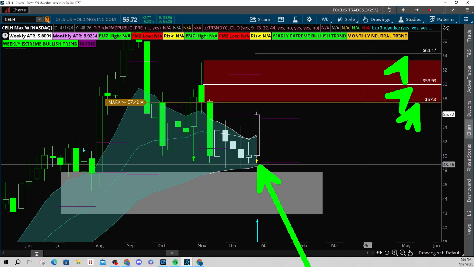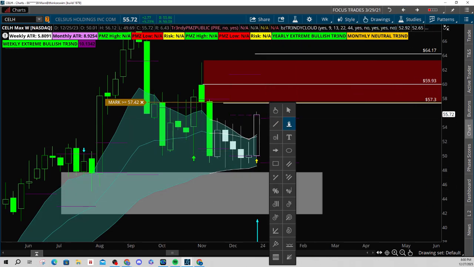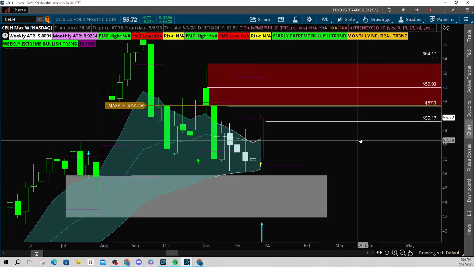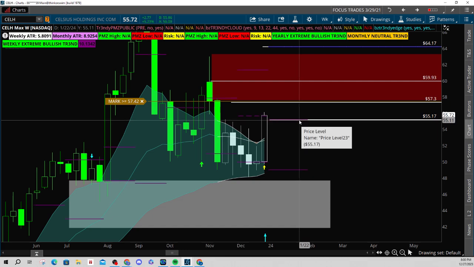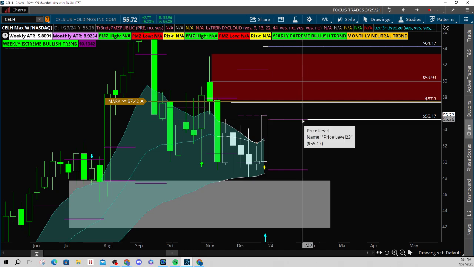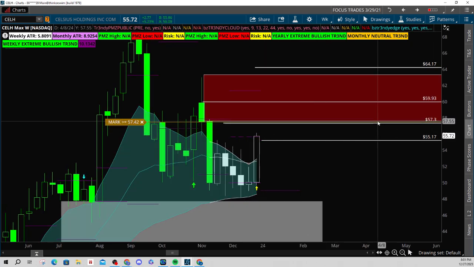Now, as far as tomorrow is concerned, notice that we have this little purple line over here. What I'm going to do is place a line at 55.17, just to let you know that tomorrow, if we were to dip down into 55.17, this is where I would expect buyers to come in and hold this level, and to continue to move up towards that 57.30. So tomorrow's support is 55.17.